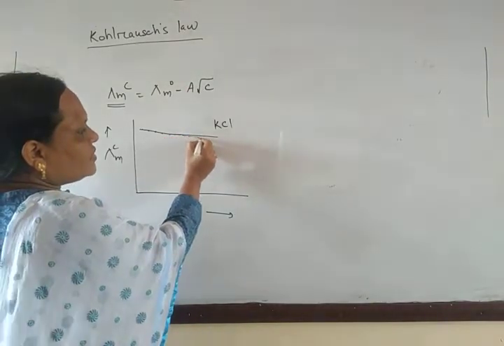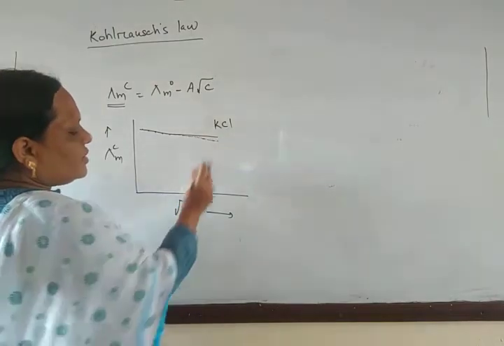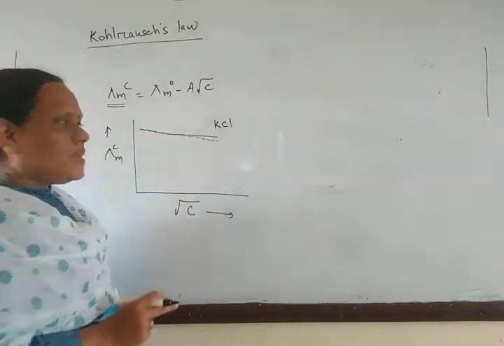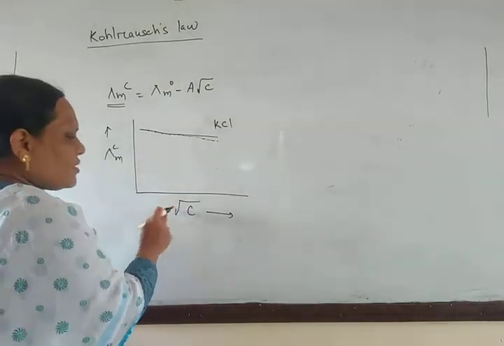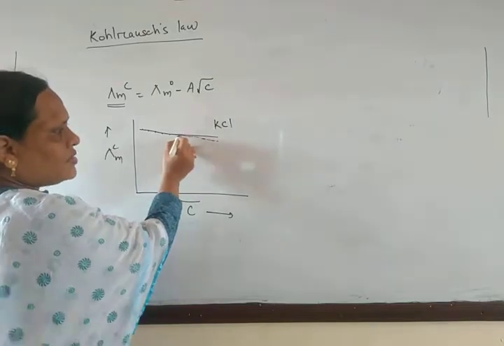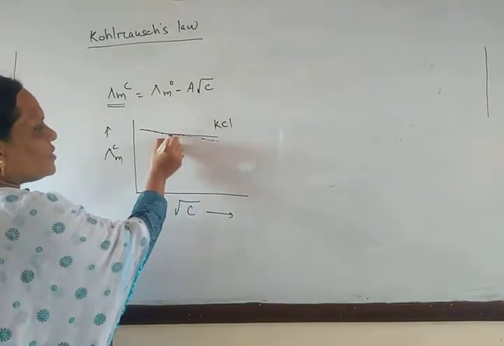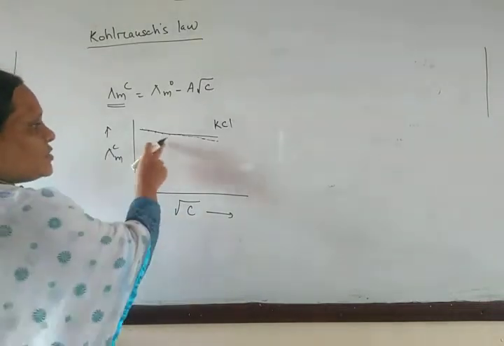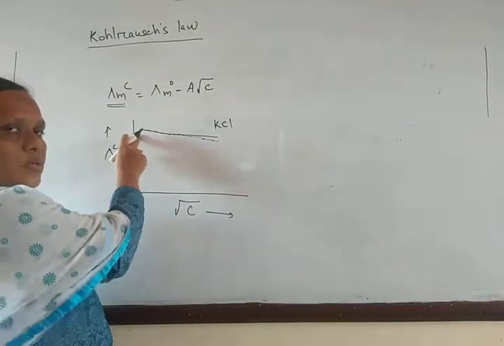But if the concentration is very low, then it becomes almost perfectly linear. At a higher concentration, it deviates like this. At lower concentration, it becomes almost linear.